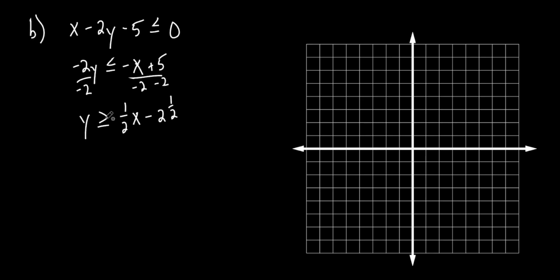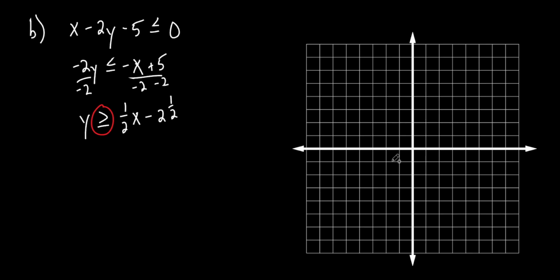So how do I know what kind of line this is going to be? How do I know if it's going to be solid or dotted? It's or equal to. Very good. Okay, it's or equal to. That means it's going to be what kind of a line? A solid line. So really, at first, I'm just graphing this like a normal graph with a solid line.